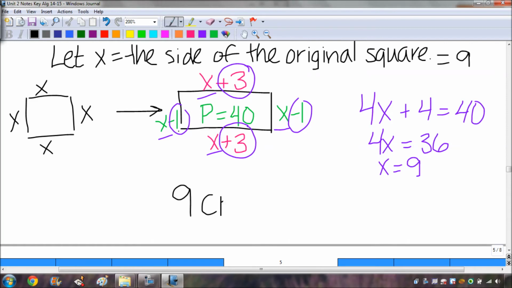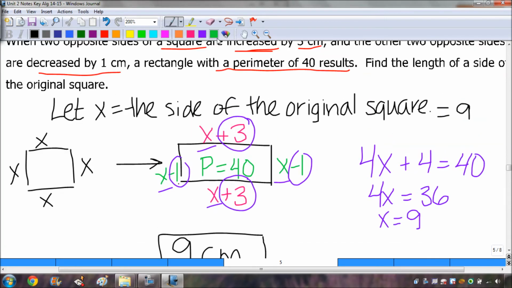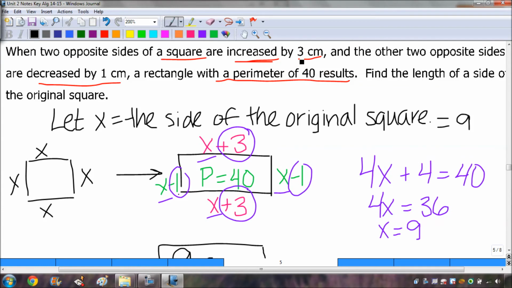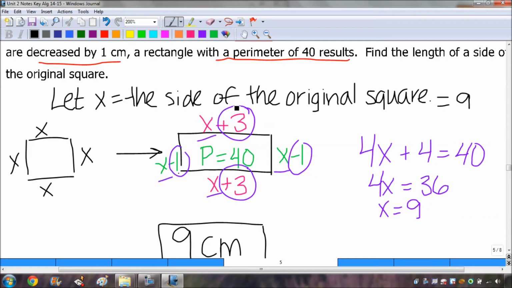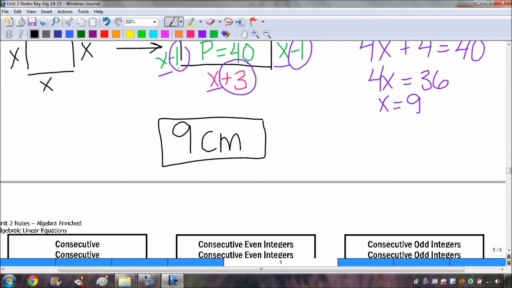But again, I want to make sure my answer seems correct. So the new side of a square is going to be 3 more than 9, which is 12. So these two sides right here would be 12. And then the opposite sides are 1 less than the original side. So that means that this would be 8 and this would be 8. So 12 plus 8 is 20. Another 12 plus 8 is 20. Add them all together, you get 40. So the perimeter is 40, and it works.